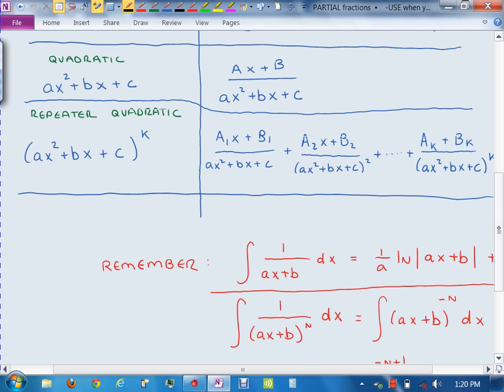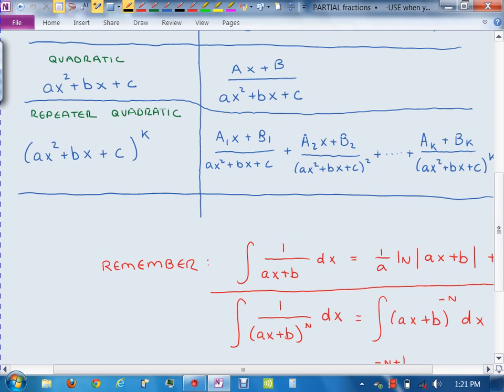So you have a linear expression up here over your quadratic. See, ax plus b is linear, right? Over that quadratic. If you have a repeated quadratic factor, so that you have a power on it, then you have to do linear over it, linear over that squared, linear over that cubed. Keep going until you get the highest power k. That's the way we do partial fractions.